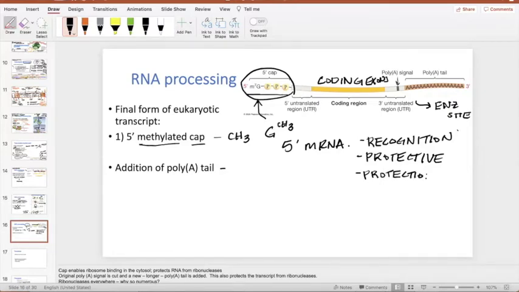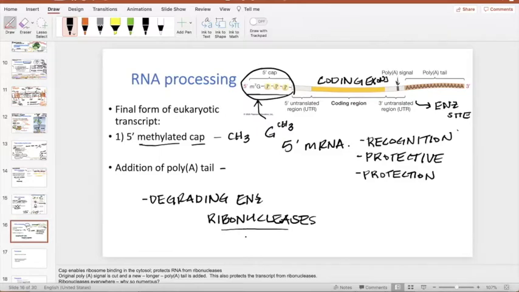So what are we protecting our mRNA from? Well, it turns out that we have a whole bunch of degrading enzymes, okay? These degrading enzymes that exist in your cell are called ribonucleases. And their whole job is to break down mRNA. And the reason you have so many of them is once you make mRNA, the idea is you make it, you turn it into protein, and then you get rid of it. Why do we do that?